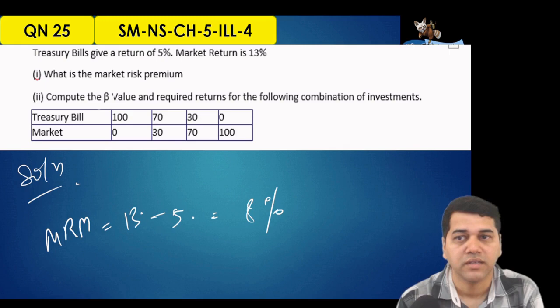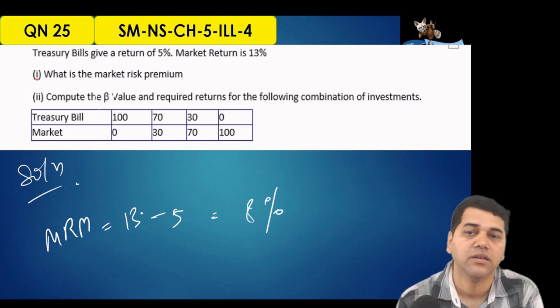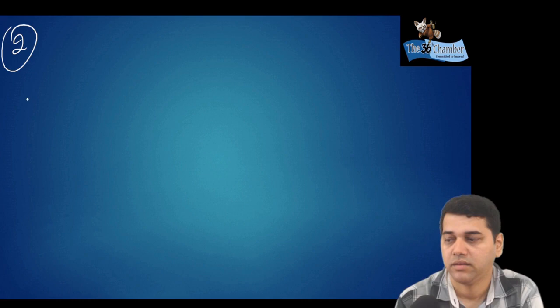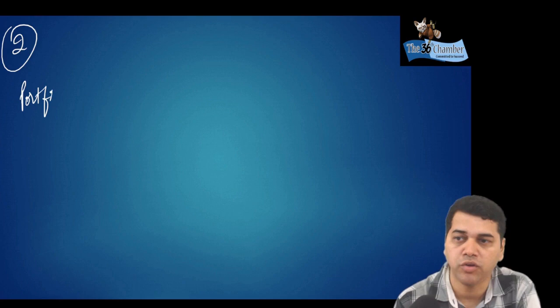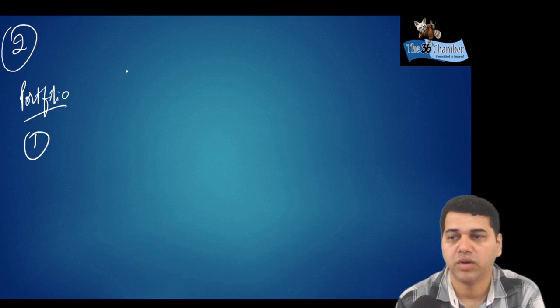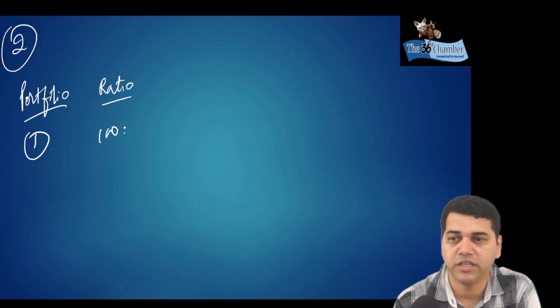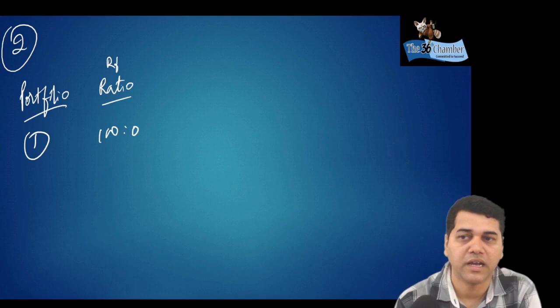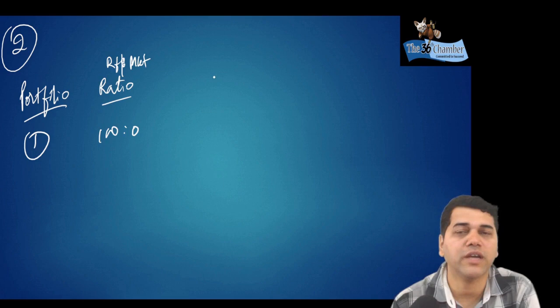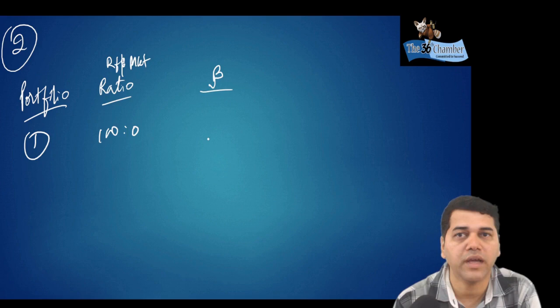Second, they asked me to calculate both beta as well as expected return. Okay, right. Portfolio 1. Write the heading, portfolio 1. What is your ratio of investment? 100 is to 0. 100 is in the risk-free, 0 is to the market. So now they asked you to calculate the beta. What is the beta of this portfolio? 0. Why? 100% you are invested in risk-free, no, 0.